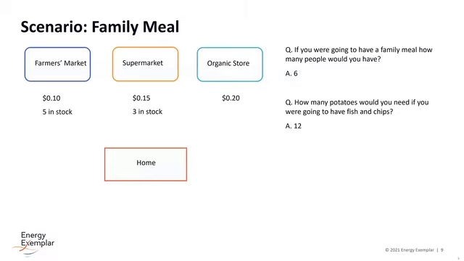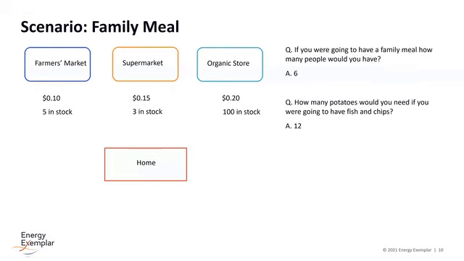However, what happens if there are only 3 in the supermarket? Well, then what we would do, again, we're trying to have as little money coming out of our pocket. So we would go get 5 from the farmer's market, 3 from the supermarket, and then whatever else we needed from the organic store. In this case, at least for our purpose, it's essentially limitless. We've put in 100, but for all intents and purposes, it's limitless, especially given that we're only looking to get 12.